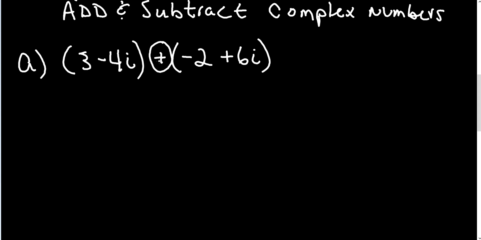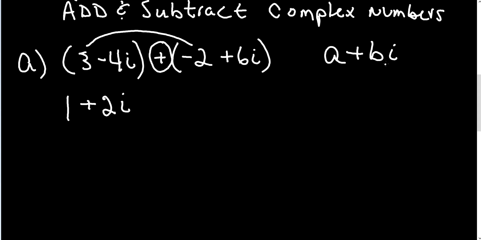So if we add them, there's nothing to do but drop the parentheses and combine your like terms. So in this case I got 3 and minus 2 is 1. And negative 4i plus 6i is going to be plus 2i. And remember, we write this in the form of a plus bi, always, for our complex numbers. And that's in the right form: 1 plus 2i. Easy. Very easy.